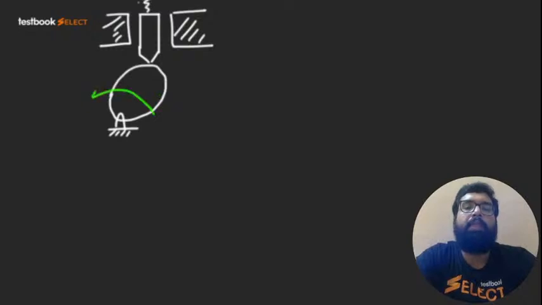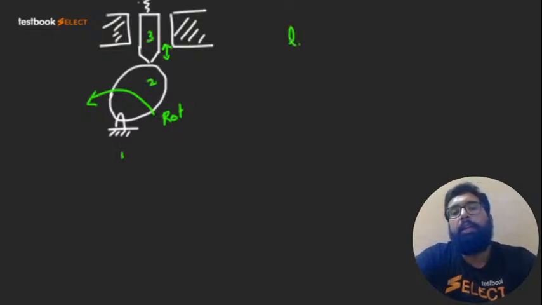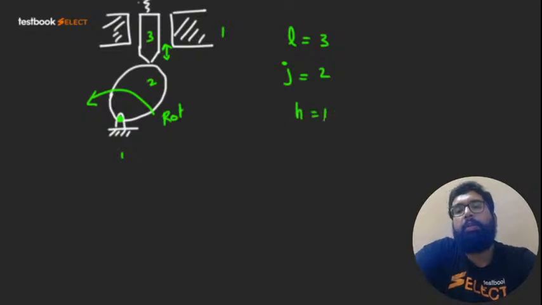A knife-edge follower connected with a cam, right? We have this cam rotating and this follower reciprocating. So how many links were there? Three links were there. Binary joints were two, between one and two and between three and one, and the higher pair is one. Between two and three, there is a higher pair.